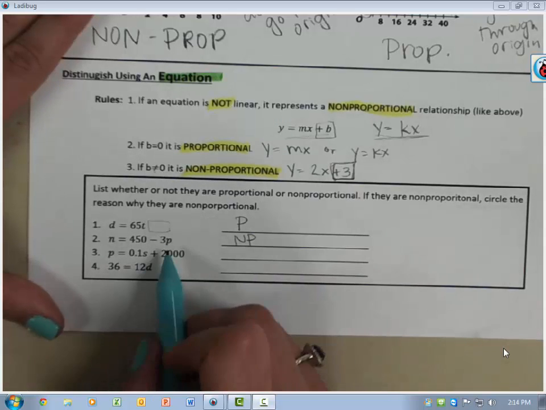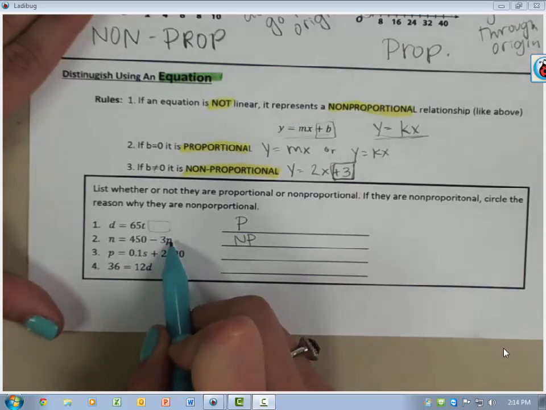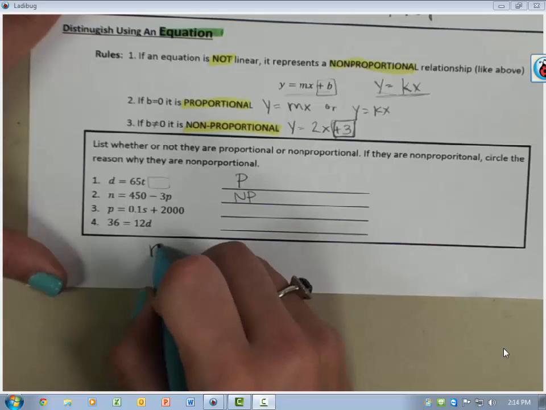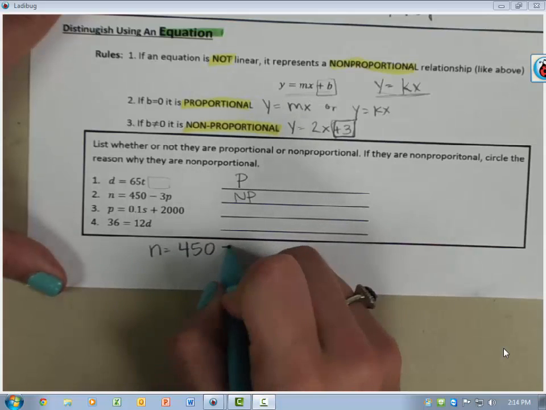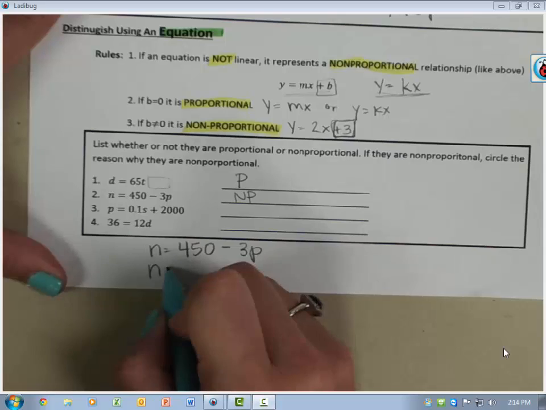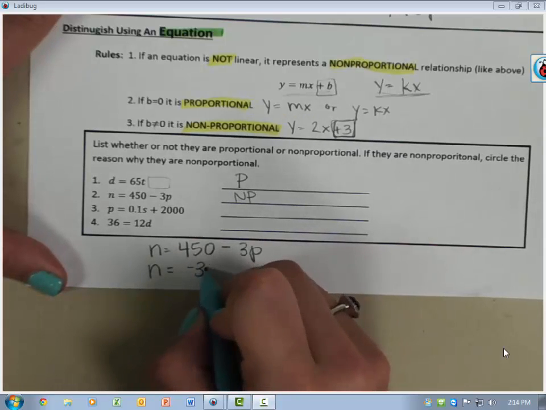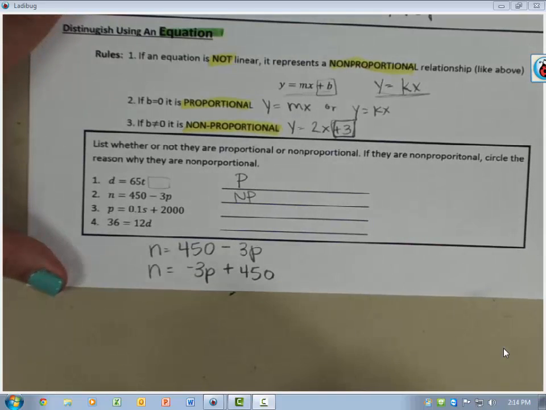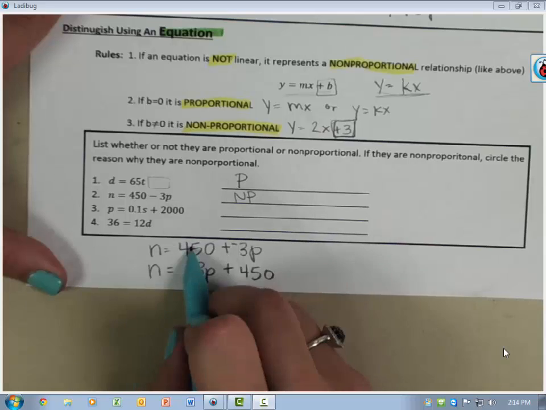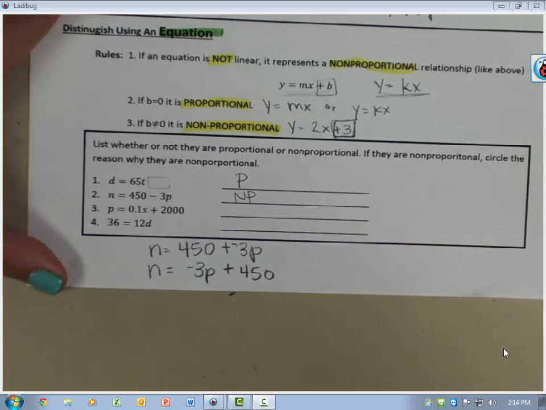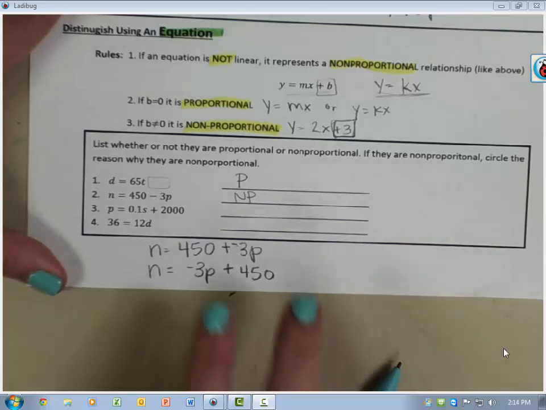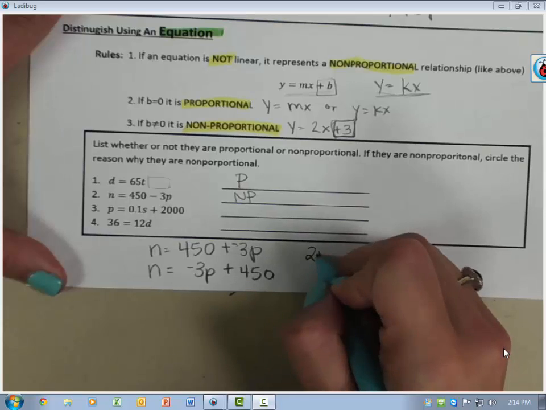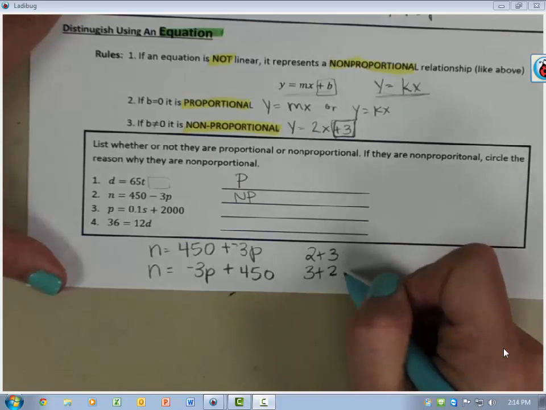Now, you look at it, n = 450 - 3p, that looks not normal, right? But this is the same thing as, I'm going to scoot down here, n is equal to 450 minus 3p is the same thing as saying n is equal to negative 3p plus 450. Now, Ms. Hitchcock, how did you get there? Well, like KCC, keep it, change it. Alright. Then you just flip-flop them. We took this and we went like that. We just flip-flopped them because that's the same thing as doing 2 plus 3 and 3 plus 2. They're the same thing, they just look different.